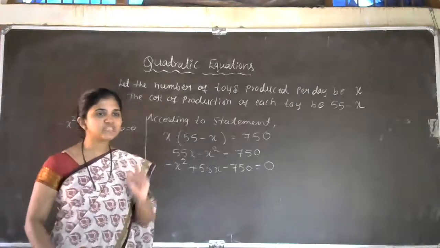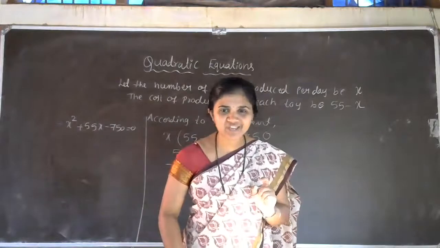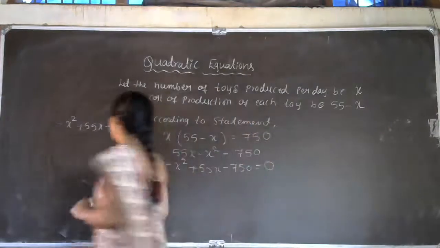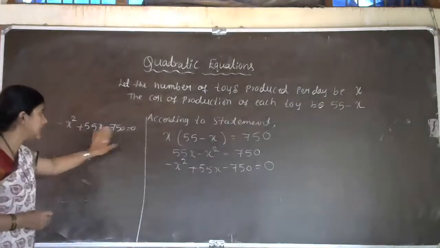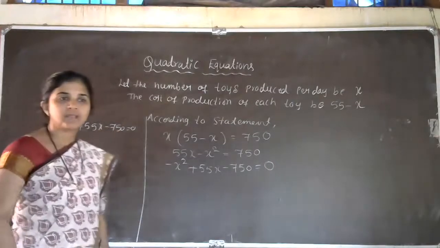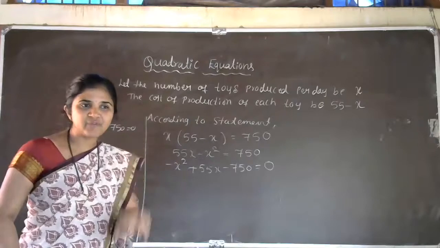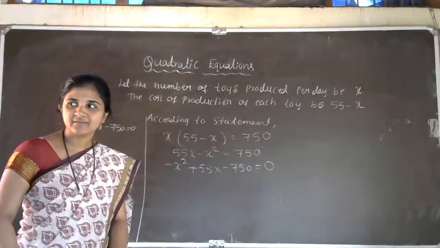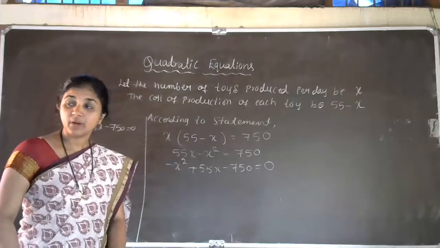What is the first step now? Splitting the middle term factorization? Yes, we'll deal with this, splitting the middle term factorization. So now, which is the first step? So we have to split this 55x, but the product must be 750. Can you guess the two numbers? How can we split 55? Tell me fast. 11, 5. 11 and 5. Then product is 750.